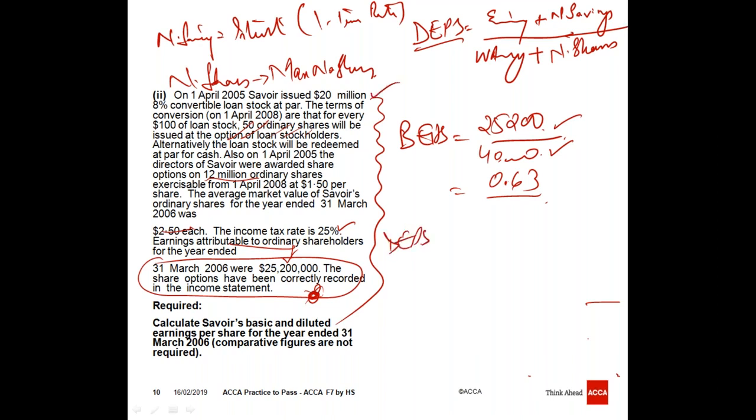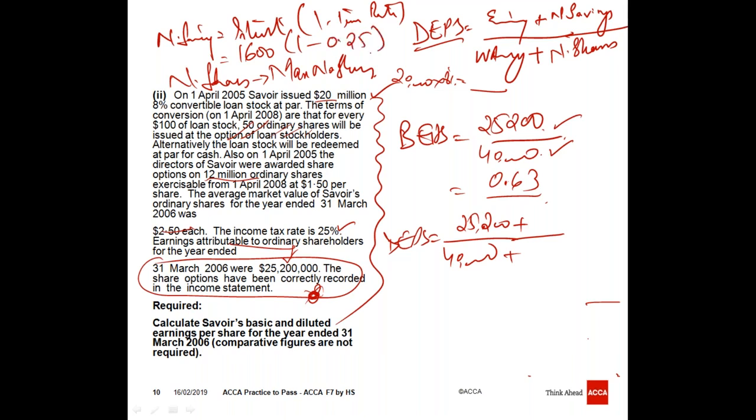So for convertible loan, the numerator will remain the same, the denominator will remain the same, but you have to add two things. The first thing, when the 20,000 loan note is converted, its interest of 8% will be saved. So 8% of 20,000 will be 1600. The tax impact will be 25%, so 1 minus 0.25. So 75% of 1600 will be 1200.